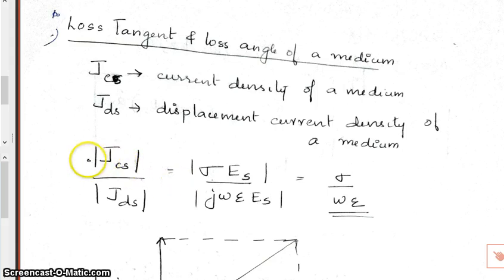So here what I am going to do is take the ratio of these two terms, that is Jcs by Jds is equal to sigma Es by j omega epsilon Es. If I remove the modulus term, I can write it as sigma by omega epsilon. This j will be removed, then Es and Es will cancel. So finally I will get sigma by omega epsilon, which is the ratio of the current density in a medium to the displacement current density.